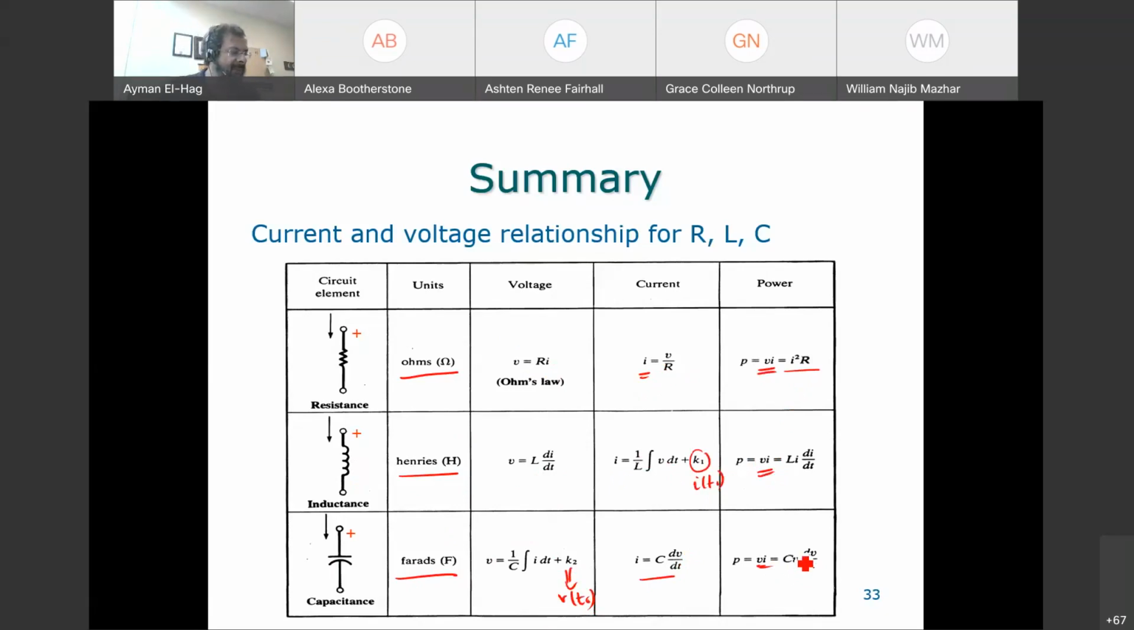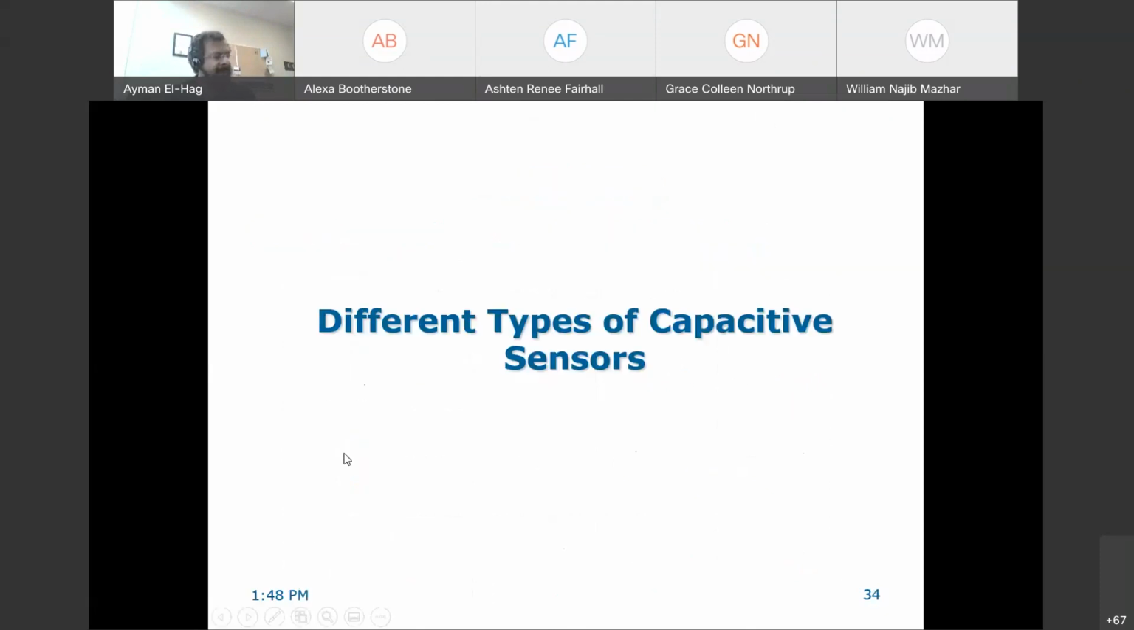Any questions so far? Everything is clear? Okay, very good. So we will have a few minutes of sensors, and then I have some interesting bonus questions for you guys. We'll just finish the sensor part, and then we will have some good bonus questions that we would like to examine together.